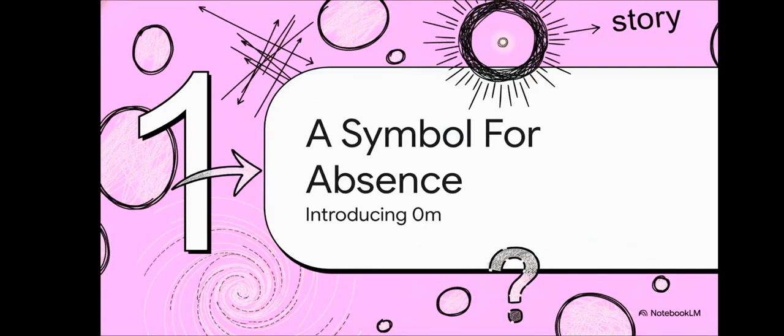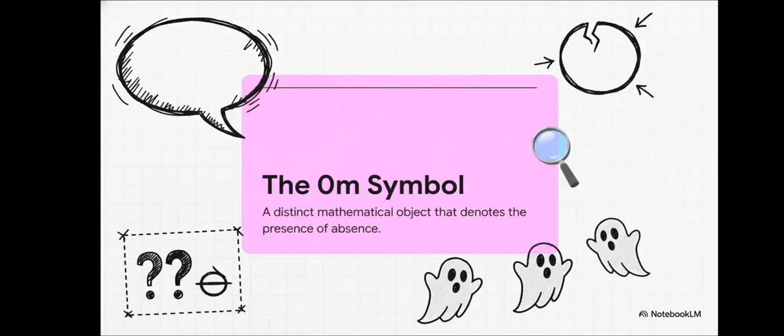And this is where our story gets its hero. To give this powerful idea a real mathematical home, the author introduces a brand new symbol, 0m. It's designed for one specific purpose, to represent this very concept of an active, present absence. So, what is this thing? Well, according to its core rule, 0m is a totally unique mathematical object. It's not zero, it's not the empty set. Its entire job is to represent the presence of something that isn't there. It doesn't just mean nothing. It means nothingness itself is here as a concrete thing.